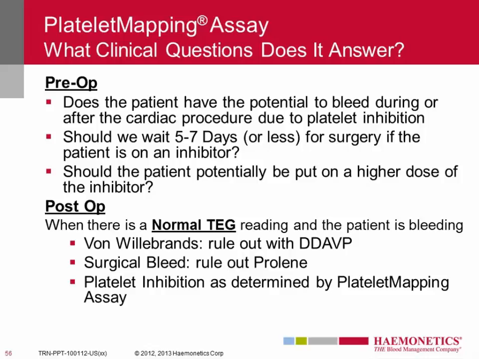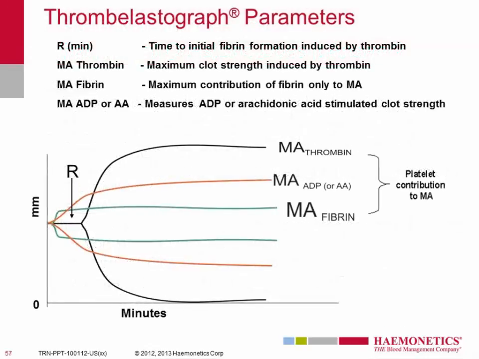Platelet inhibition as determined by the platelet mapping assay. So if the patient is platelet inhibited, we'll be able to identify that through platelet mapping. You'll be able to actually identify that before surgery. If the patient is inhibited and you have to give him some platelets during surgery, you're going to have to keep an eye on him or her post-op, because when we're measuring platelet function, we're measuring the amount of platelets that are actually left over that aren't working very well, okay? Because those that are actually involved in the coagulation process are getting consumed.